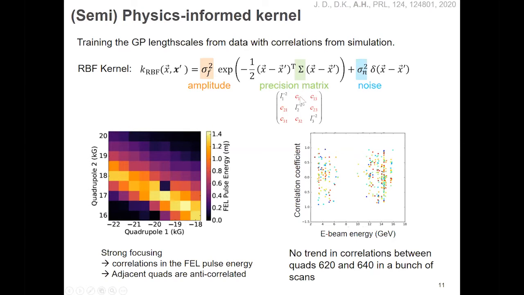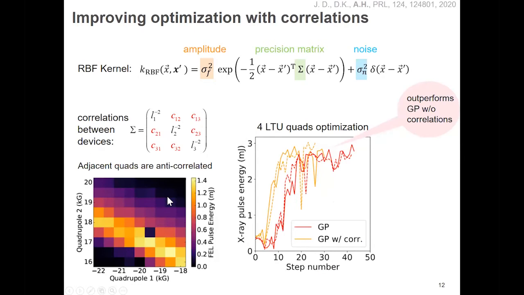So we went ahead and we calculated the correlation from a simulation model, from a physics model, and then we incorporated those into the kernel matrix. And you see here that we were able to gain a little bit more speed up and better performance. This is on 4 quads, so the dimensionality is less. So again, it will be enhanced as the input dimensionality will increase.